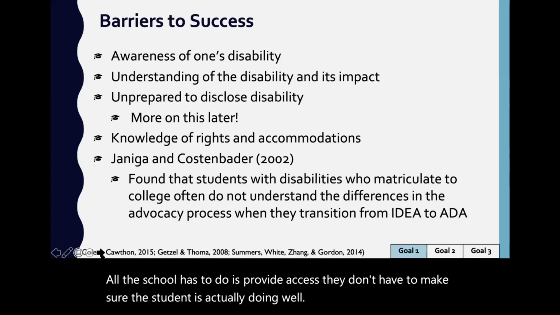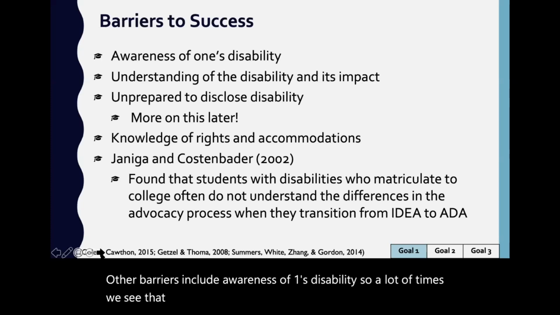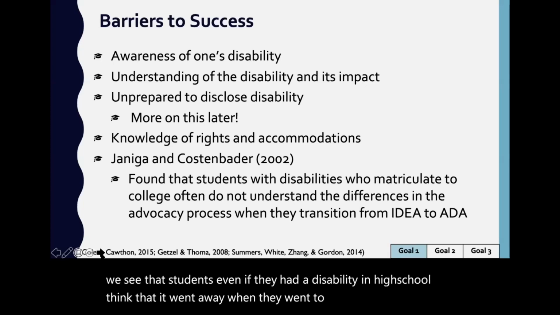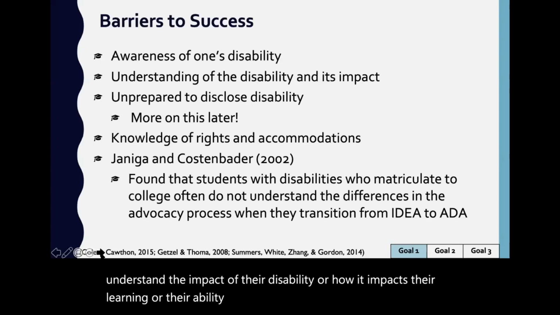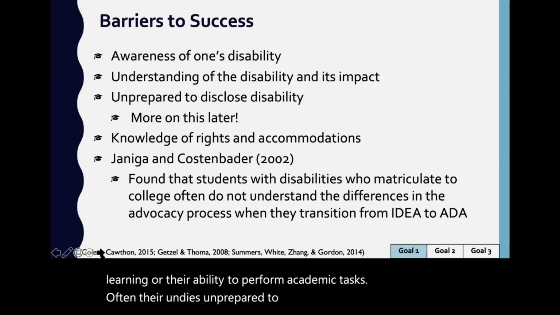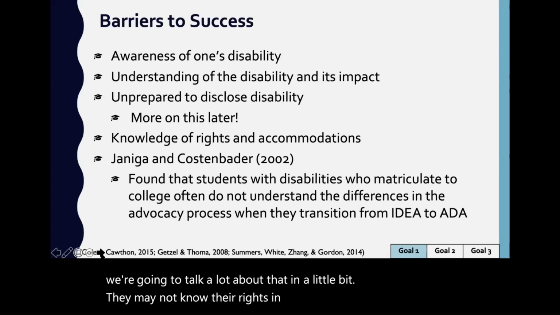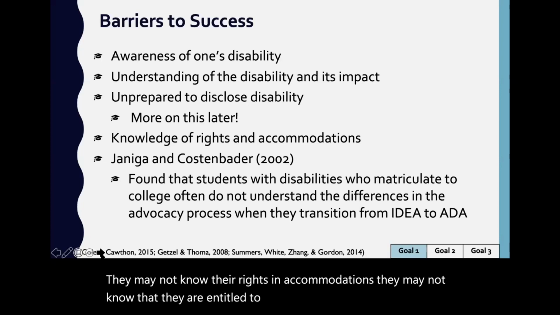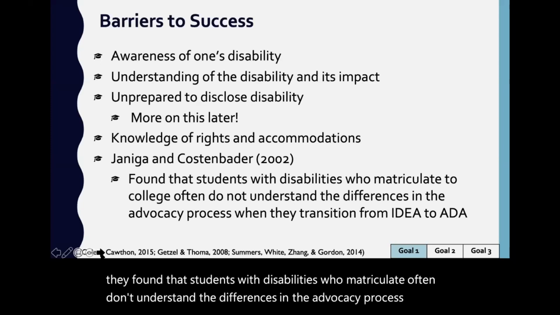Other barriers include awareness of one's disability. A lot of times we see that students, even if they had a disability in high school, think that it went away when they went to college. They may not understand the impact of their disability or how it impacts their learning or their ability to perform academic tasks. Often they're unprepared to disclose the disability, and we're going to talk a lot about that in a little bit. They may not know their rights and accommodations, or that they're entitled to accommodations. In one study, they found that students with disabilities who matriculate often don't understand the differences in the advocacy process when they transition from IDEA to ADA.